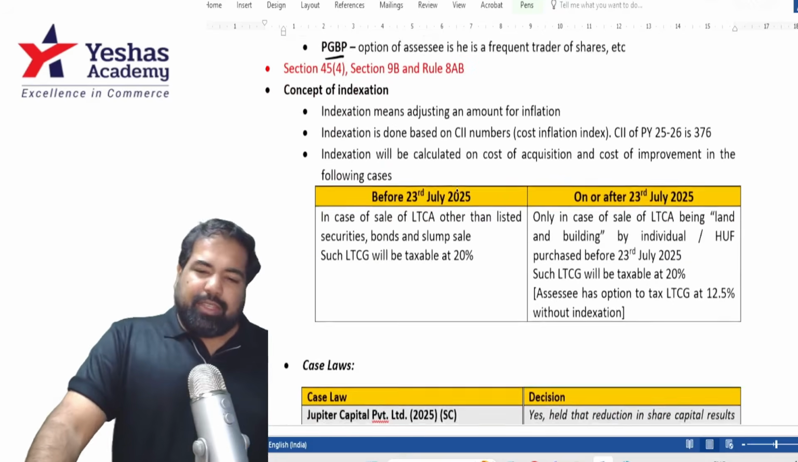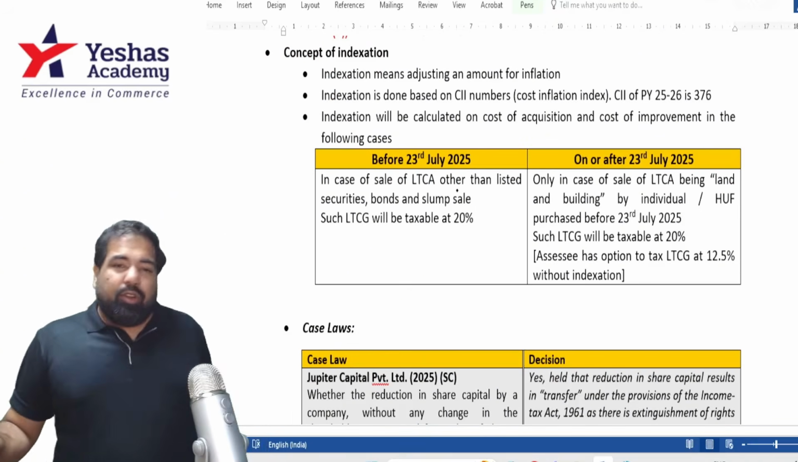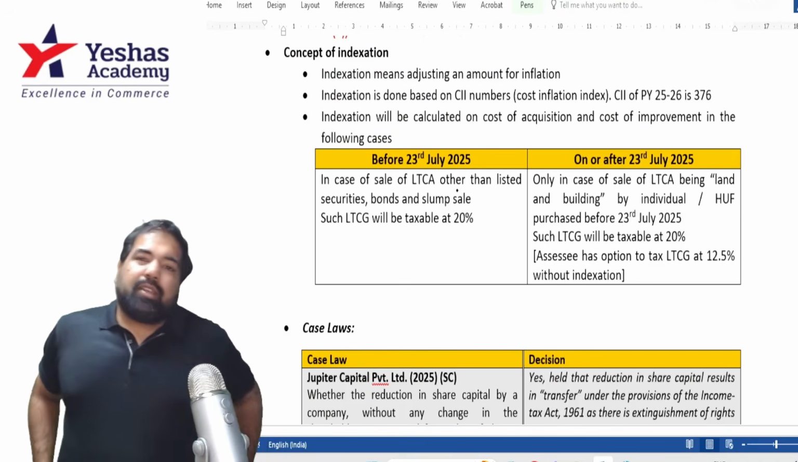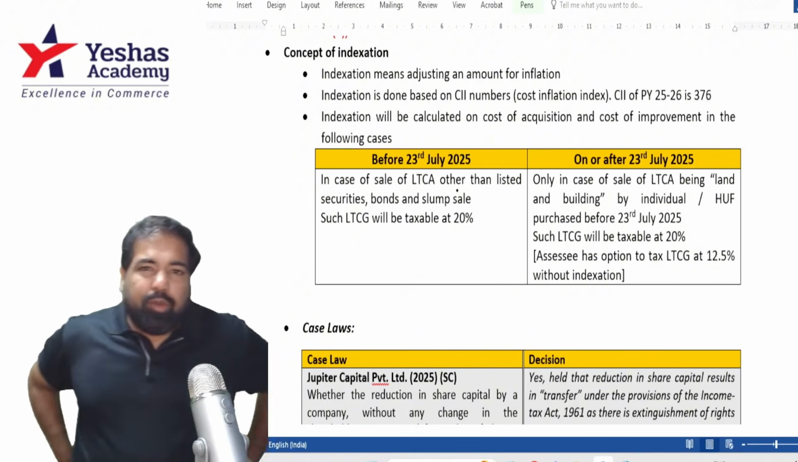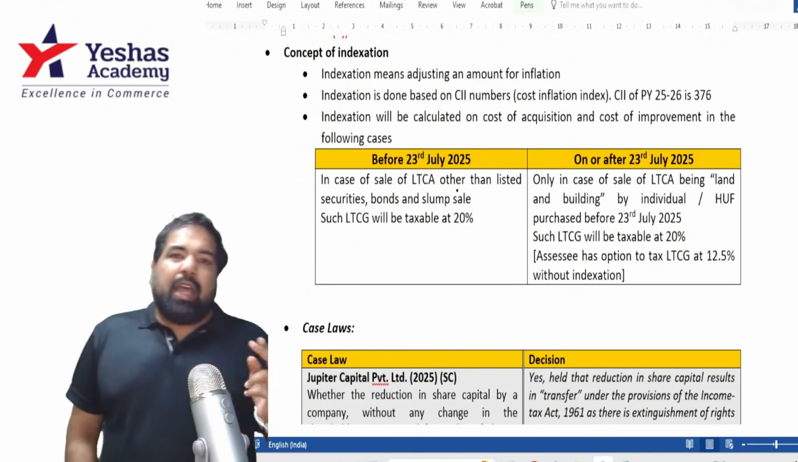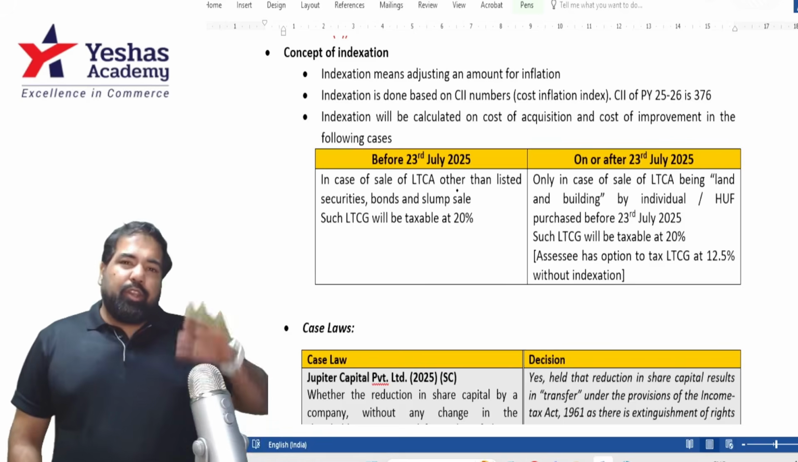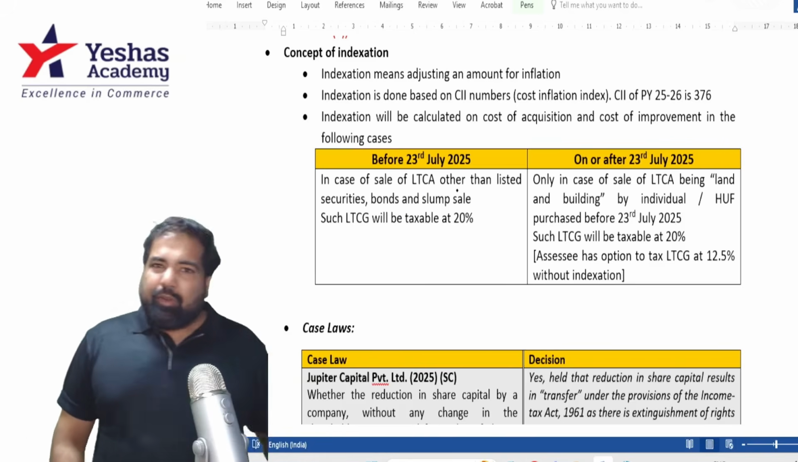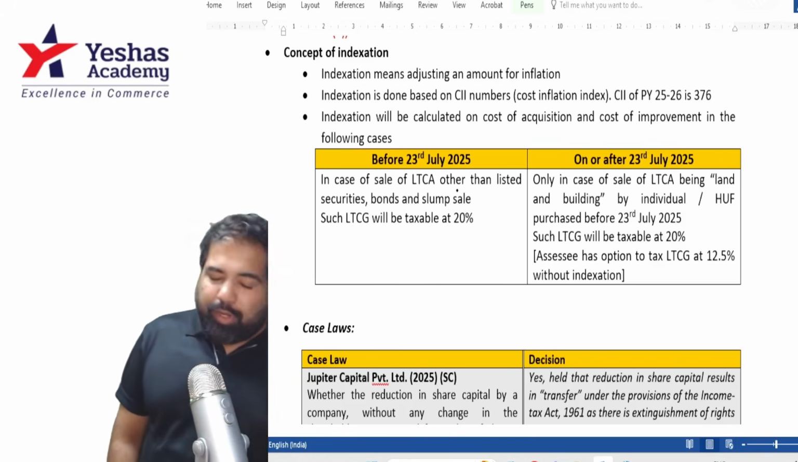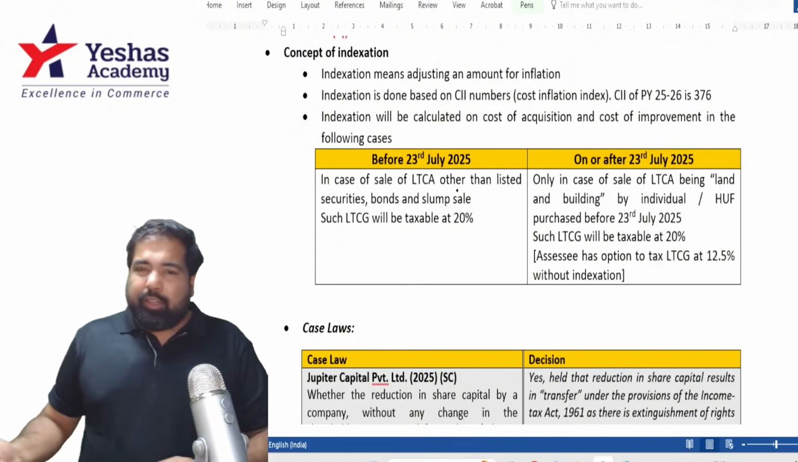Next, guys, the concept of indexation. Guys, is indexation there or not there? Yes, it is there, but only in certain cases. I'll tell you first. Are you an individual or HUF? Yes. Are you selling land and building like a house, property, office, etc.? Yes. And did you buy this property before 23rd July 2024 and are selling it on or after 23rd July 2024?